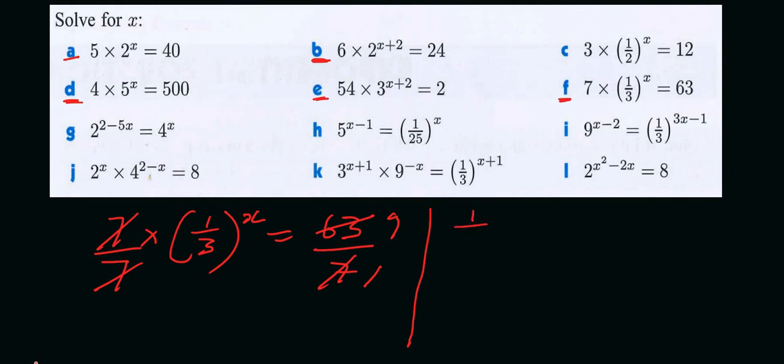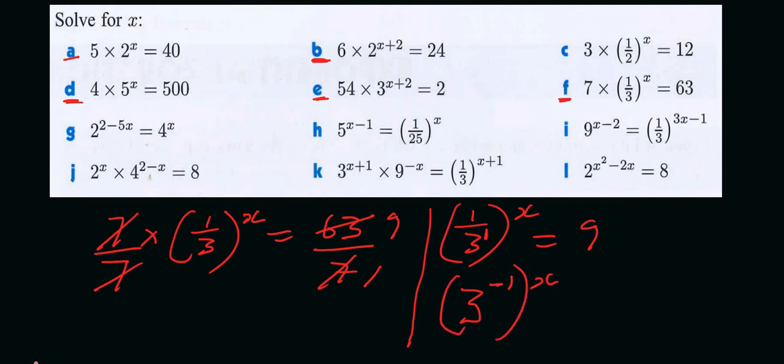So now we have 1/3 exponent x equal 9. So first, let's change this fraction to a whole number. This 3 is to the power of 1, so we can change that to a negative exponent by writing the base as a whole number. So this will become 3 exponent negative 1, parenthesis exponent x equal, let's also try and make the right side a base of 3 to exponent 2. So both of them are now on the same base. So negative 1, we simply multiply this x, and when that happens, this will become 3 exponent negative x equal 3 exponent 2.